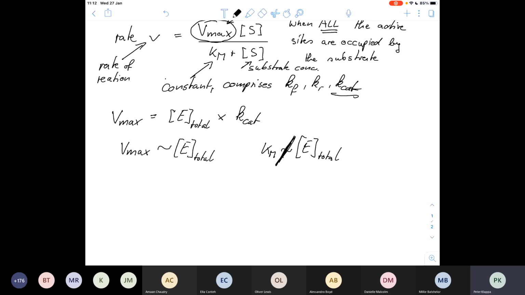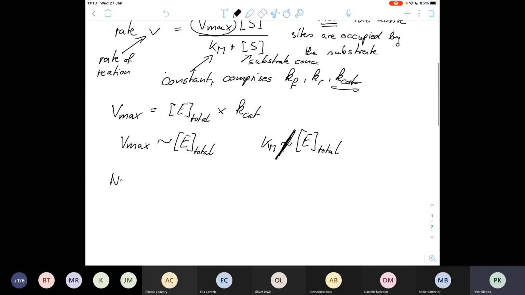We also said something about the conditions. So where we can apply this Michaelis Menten equation, we said no product P has formed.